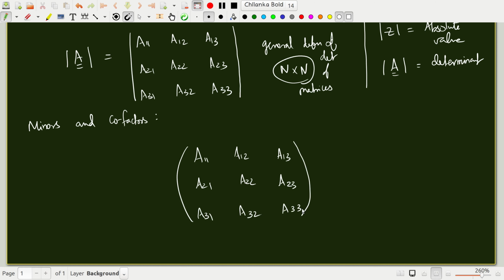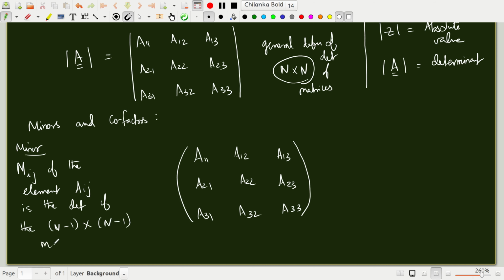Okay. The minor Mij of the element Aij is the determinant of the n minus 1 by n minus 1 matrix obtained by removing all the elements of, let me write down and then explain using this, obtained by removing all the elements of the ith row and jth column.